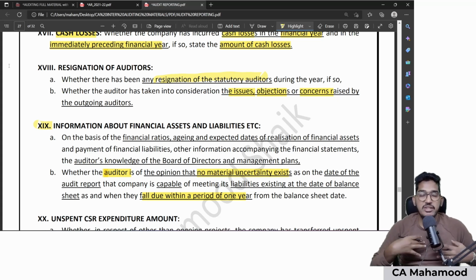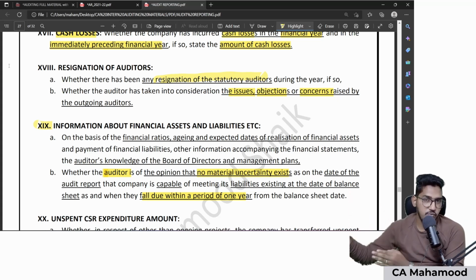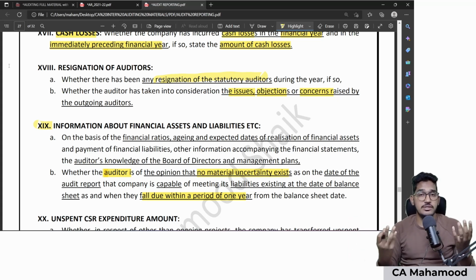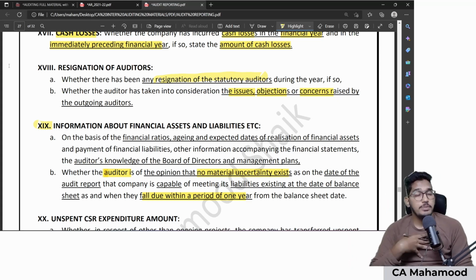Is the company having the capability to pay all those liabilities which fall due within the next 1 year, or are they having uncertainty? Is there any doubtfulness regarding the company's ability to pay? That opinion I have to express. Because of this particular point in the CARO, I need to comment on the future of the company. However, it is just an opinion, not a guarantee. So you should express your opinion.